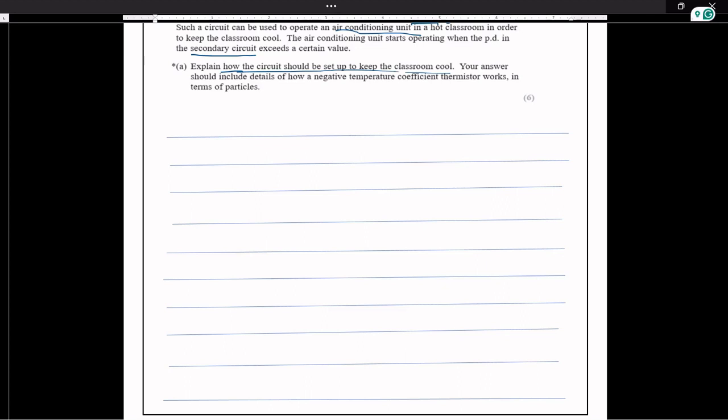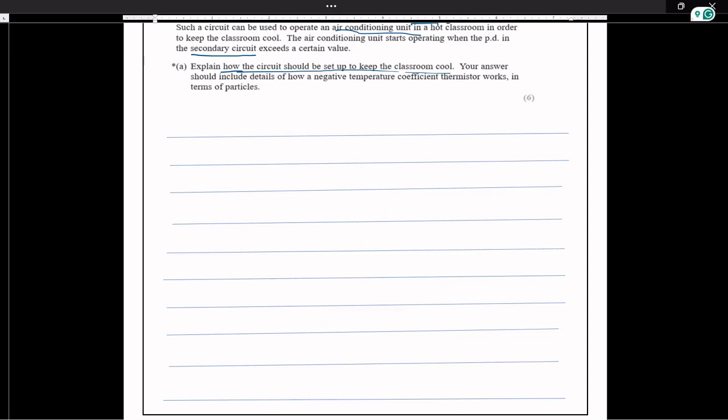So as more electrons become free, we can say the current increases. More electrons are available for conduction. So the current in the thermistor increases, or in another way we say the resistance of the thermistor decreases. So let us write that part first and then we will come to the second part of the question. The second part is where to connect the secondary unit.